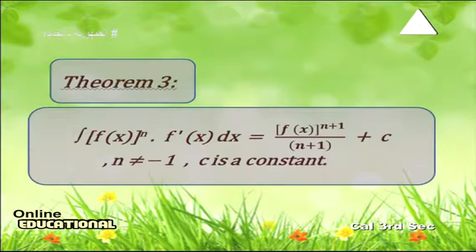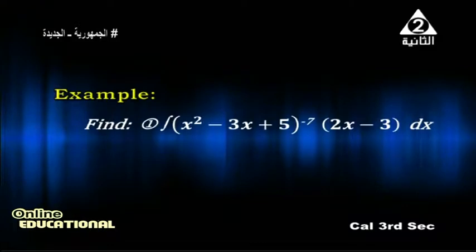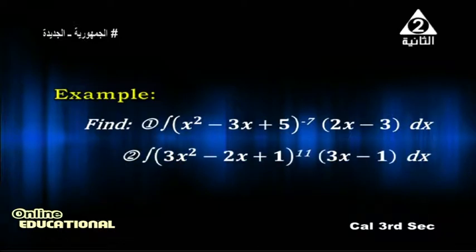Now we move to the next example. Find, number 1, integration of (x power 2 minus 3x plus 5) all to the power negative 7 multiplied by (2x minus 3) dx. Number 2, find integration of (3x power 2 minus 2x plus 1) all to the power 11 multiplied by (3x minus 1) dx.